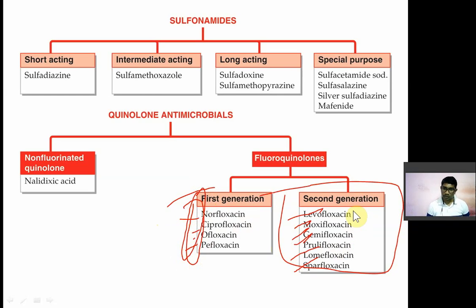Particularly levofloxacin, gemifloxacin and moxifloxacin are known as respiratory fluoroquinolones. They are used for the respiratory tract, and some of them are also used for tuberculosis. They have a broad spectrum. इसमें और एक आता है गैटिफ्लोक्सासिन. गैटिफ्लोक्सासिन is an ocular antibacterial.